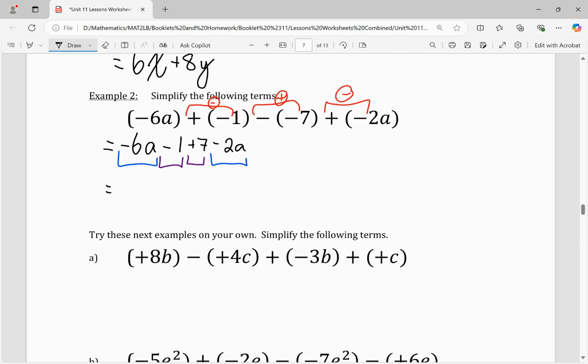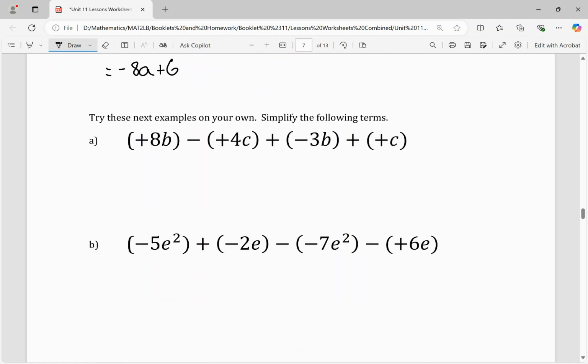So let's start with the a's. Now be careful with your negatives, right? You have a negative 6 before one a and a negative 2 before another. So this is like negative 6 minus 2, which is equal to negative 8. So that's negative 8a, and then let's deal with our constants here. Negative 1 plus 7 is positive 6, and you write no variables on that. Okay, again, we're done there. You can't combine the two terms that are left because they're not alike.